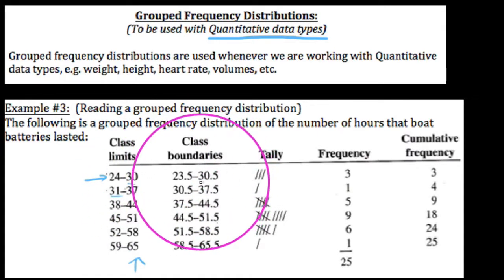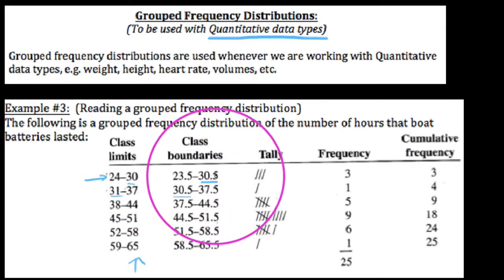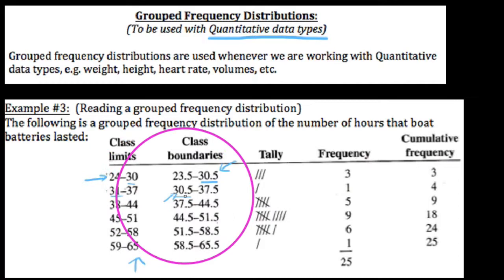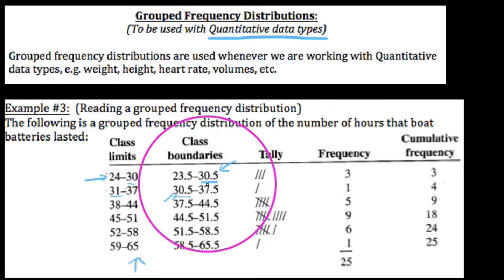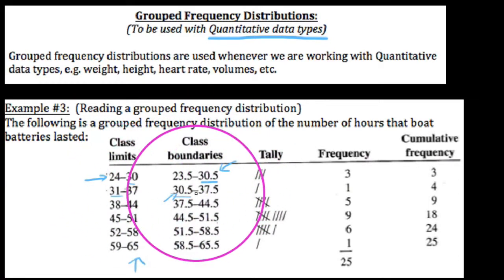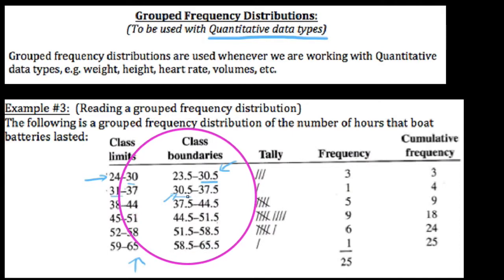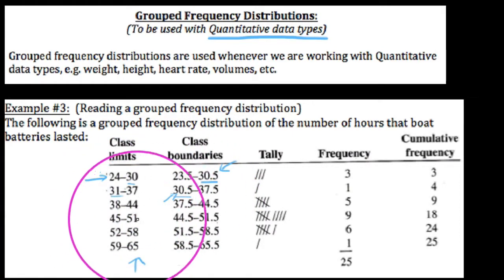You'll notice that the class boundaries look like this. 30.5 is the upper class boundary of my first class here, but it's also the lower class boundary of the next. So what this does for our boundaries is it serves to plug up the holes here and help us decide where to classify data that would fall in between class limits.